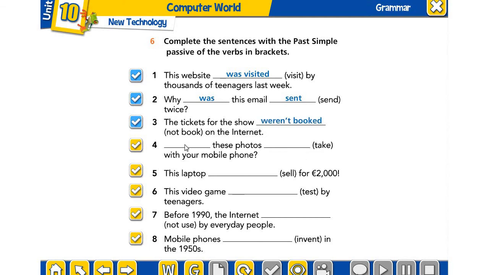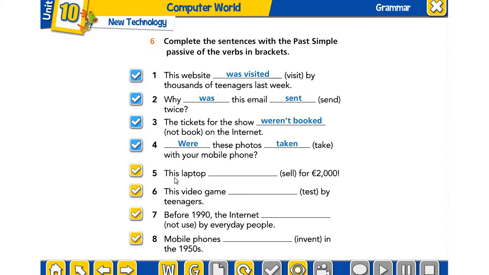And this is also a question sentence, but there is no question word, so I have to use was or were at the beginning of the sentence. I'm deciding by looking at the subject. If the subject is plural, I have to put here were. Okay, take is irregular, so for irregular verbs, take, verb 1, took, verb 2, taken, verb 3. Were these photos, because this is plural, were these photos taken with your mobile phone.